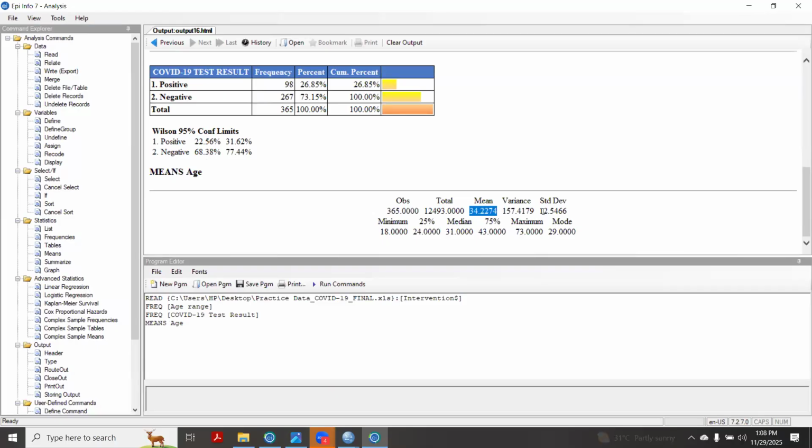It will give you the standard deviation, which is 12.54. It will also give you the median and the interquartile range, which is the 25th percentile and the 75th percentile. And I said that you don't just make a decision whether you're going to use mean or median. You have to run the Shapiro-Wilk normality test using SPSS. And I showed you that.